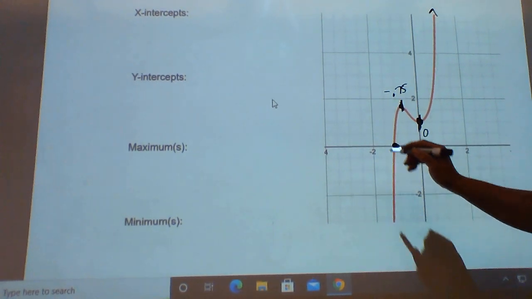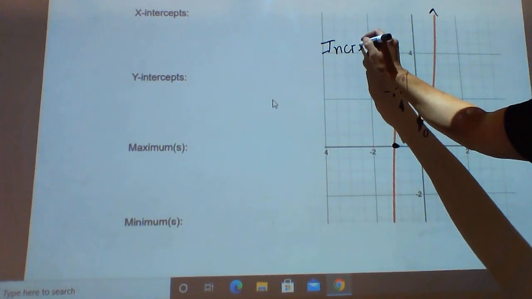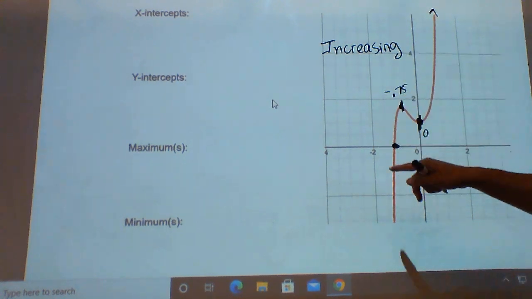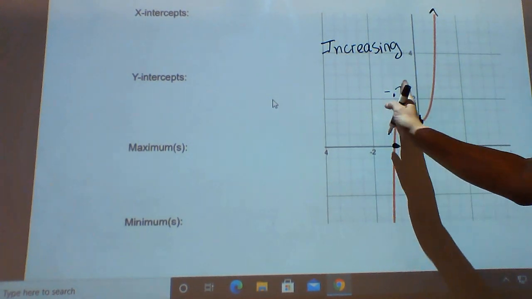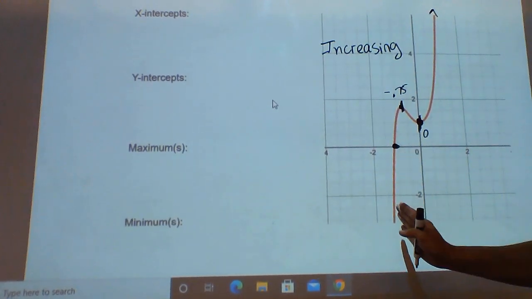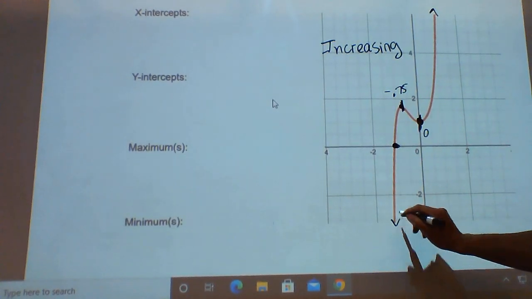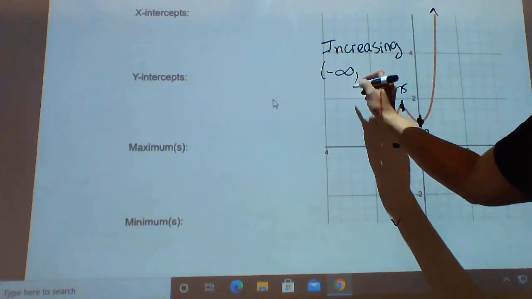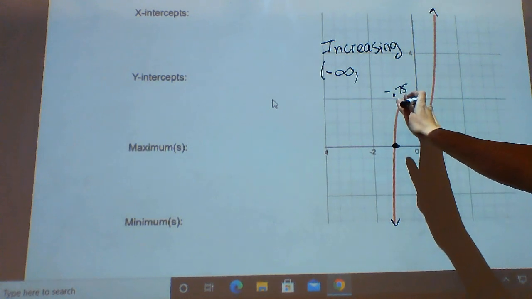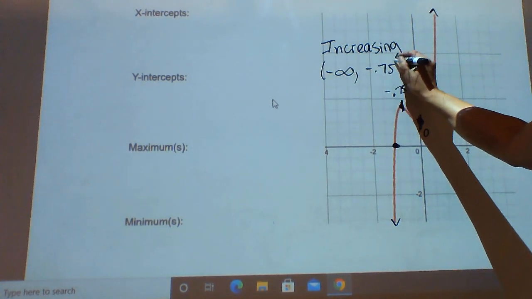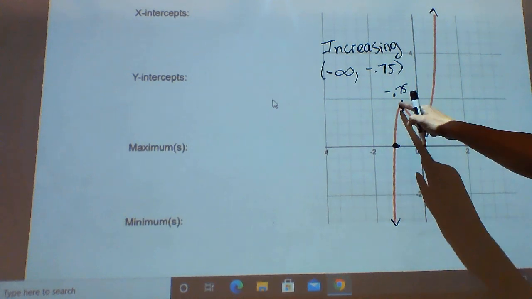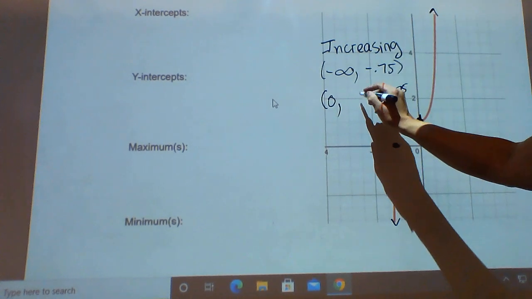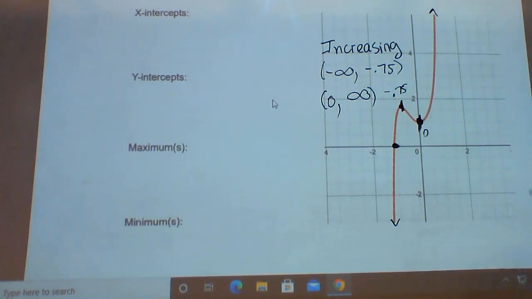So if you think about this, I am increasing. So you might want to put this on your increasing page or increasing spot. I am increasing, I'm moving up. I have a positive slope coming all the way basically down here, which if I went out on the x-axis, that would be starting at negative infinity. And it increases and increases and increases till it hits negative 0.75. Then it decreases, which we'll come to. And then here at 0, it starts increasing again all the way to infinity.